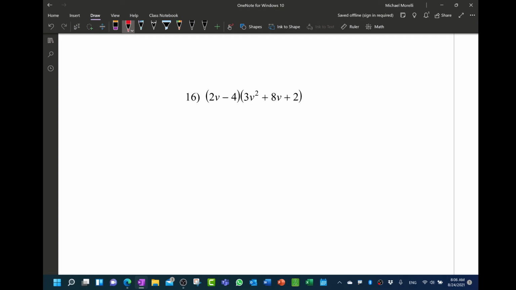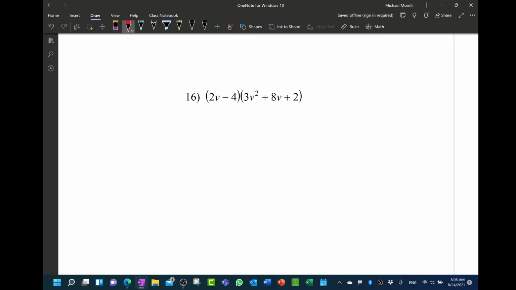All right, now what you do is you're going to put this 3v squared right here. So let's switch the colors back to black. So we put 3v squared. We zoom in a little bit. And then we put plus 8v and then plus 2. Okay? And now right here we put 2v, and then here we put negative 4.